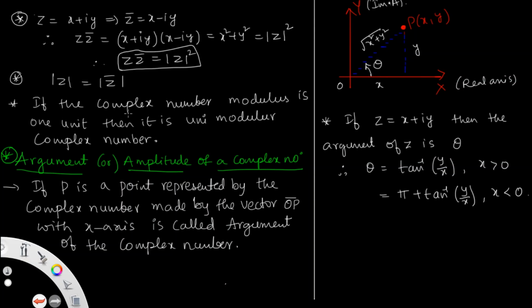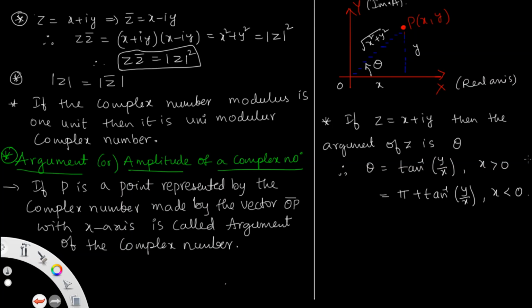If the modulus of the complex number is 1 unit, then it is called a unimodular complex number. Next, go to the argument concept. What does argument mean? If P is a point represented by the complex number, the angle made by the vector OP bar with the x-axis is called the argument of the complex number.